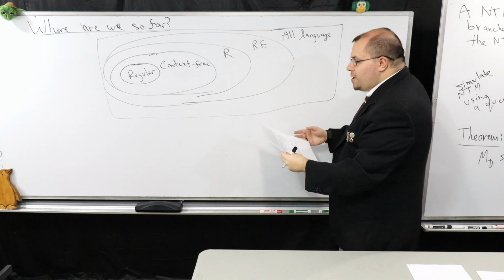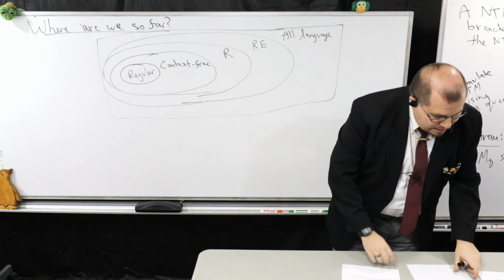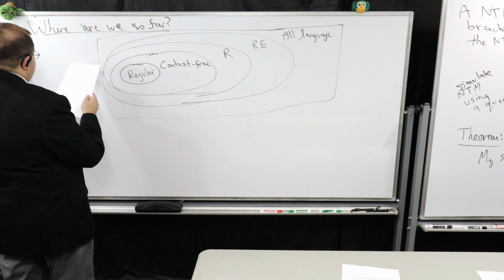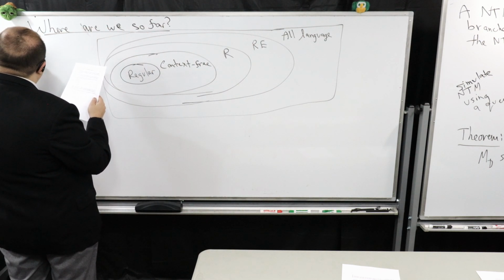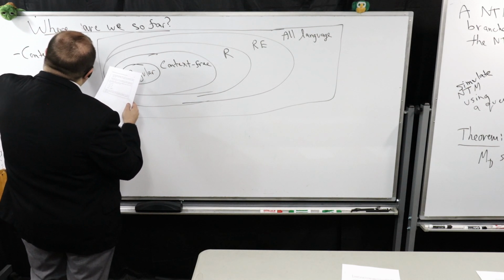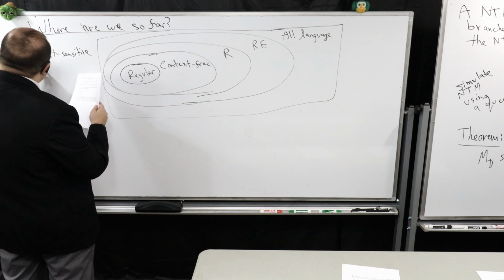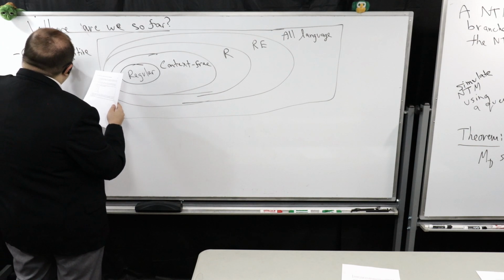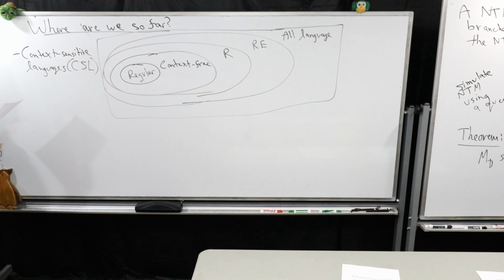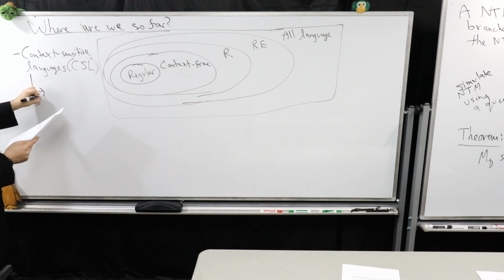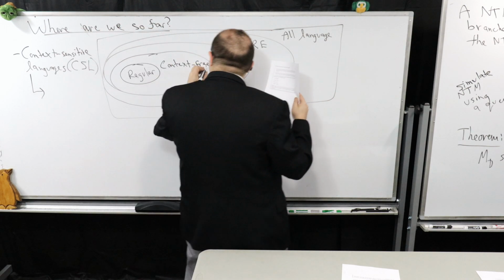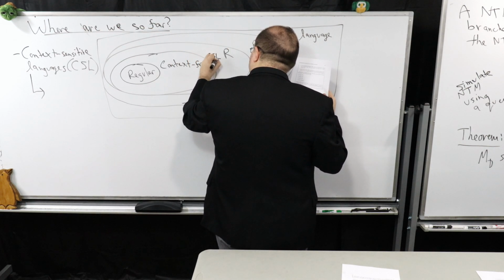Now, there's a couple that I wanted to touch upon quickly. There are two classes of languages I did not talk about, but I want to make sure you're aware of them. The first one is what we call context-sensitive languages, often abbreviated as CSL. If you're wondering how you get these, they are a superset of the context-free languages. So your CSLs are going to be sitting right about here.